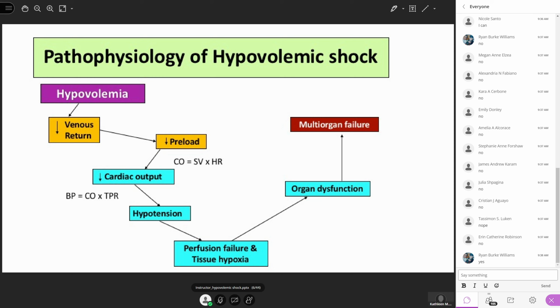Of course, if there's a decrease in the cardiac output, there's going to be a decrease in the blood pressure. That's the hypotension. So what's happening to the body here? Decreased venous return, preload, cardiac output, hypotension. The body responds to this decrease in cardiac output. It's amazing. So the blood pressure drops.